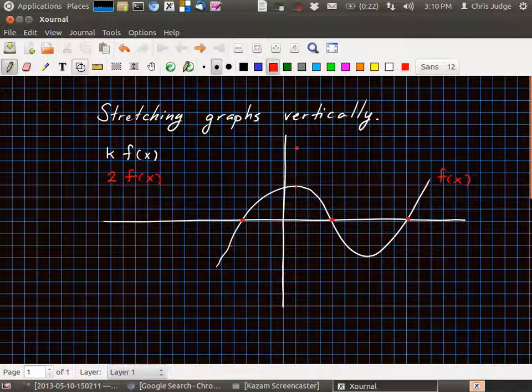What if I take the value of f and it's a negative number? For example, here the value of f is negative 3. Well, 2 times negative 3 is negative 6. So the new value is down here. Okay, so let's try to draw the new graph. Well, it goes through these points. This is the graph of 2 times f of x.